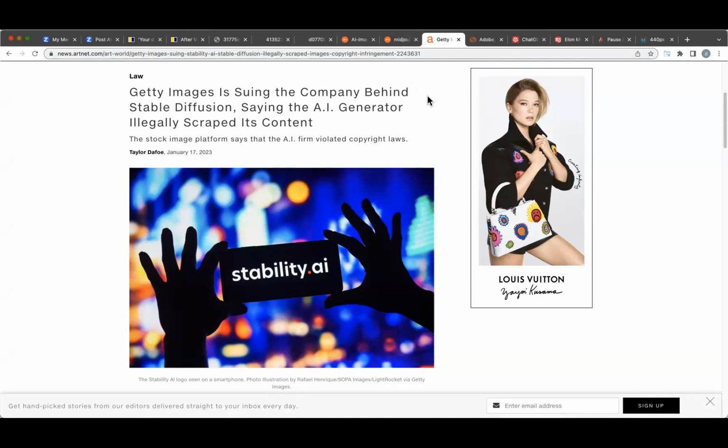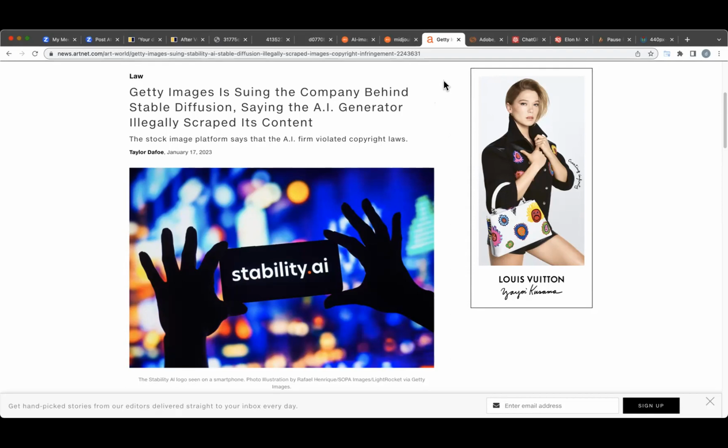and saying that the AI generator illegally scraped its content. Now, this is a big issue. That goes into the copyright issue. Can you get a copyright on these images if they're being scraped from other images? What if the image that you end up with looks surprisingly similar to one of the Getty images, for example? That's a legal problem. And so this is a big deal.